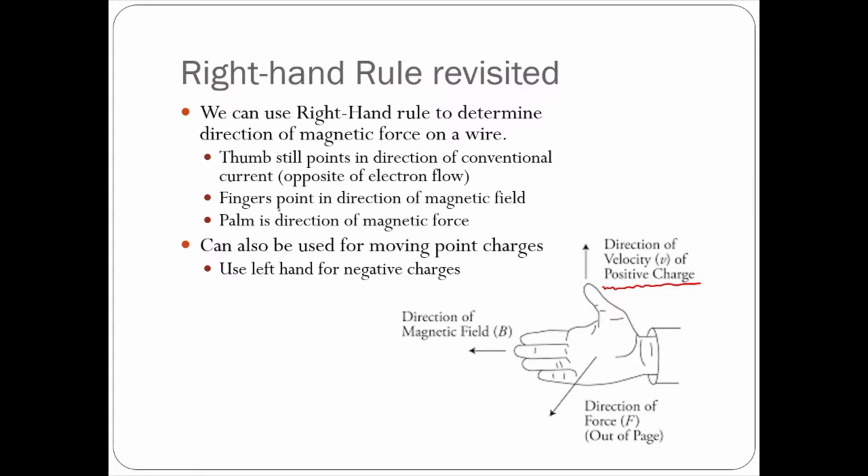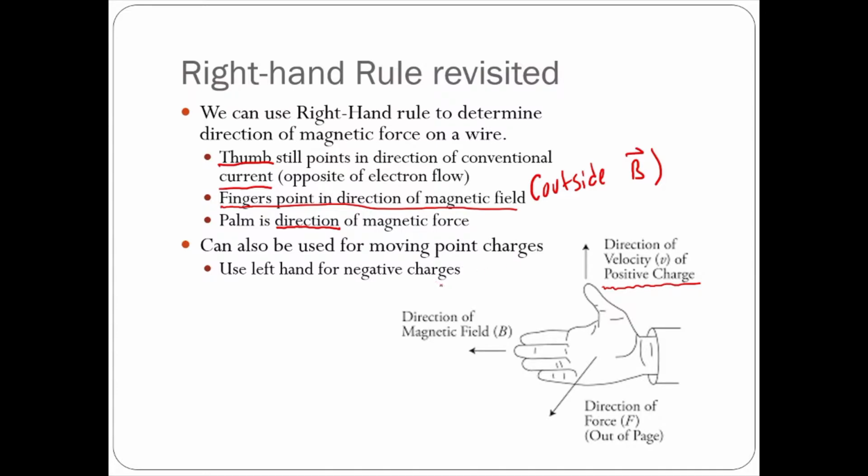The fingers will point in the direction of the magnetic field. So this is the outside magnetic field. Direction of magnetic field, and I'll make a note, this is the outside magnetic field. Not the magnetic field caused by the wire or caused by the charge, but the magnetic field that the charge is in. And then the palm will determine the direction of your magnetic force. So thumb is direction of current, fingers, direction of outside magnetic field, and the palm will tell you where the force is going.